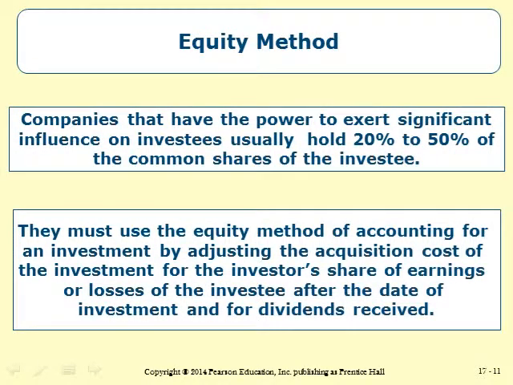And so again, when we talk about the equity method, remember that that means the investor who usually holds between 20 and 50% of the common shares of the investee. These companies must use the equity method to account for these investments, which adjust the acquisition cost of an investment for the investor's share of earnings or losses of the investee after the date of investment and for dividends received. Investors increase both income and the carrying amount of the investment by their share of the investee's earnings, and they decrease the carrying amount of the investments for dividends received.